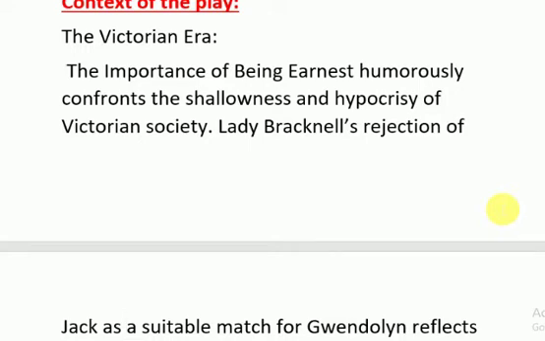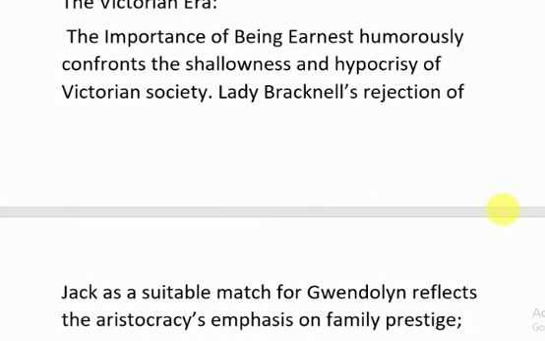Lady Bracknell is an epitome of this, a good example. Lady Bracknell's rejection of Jack as a suitable match for Gwendolen reflects the high aristocracy's emphasis on family prestige. All they care about at that time is money, social status, whether you belong to the upper class, the aristocracy or not, whether you have money or not, whether you have eligible parents, meaning your parents are very well known, so you are an eligible person.